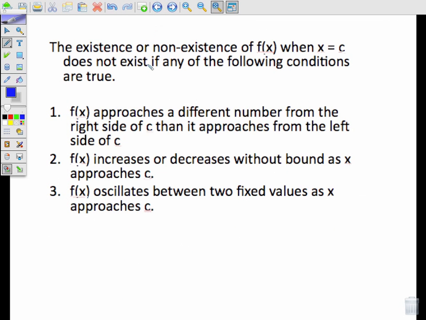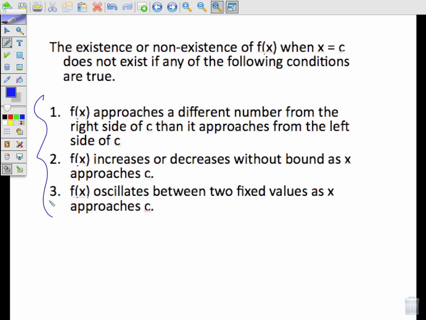We also have some other information here. The existence or non-existence of f of x when x equals c has no bearing on the existence of the limit of f of x as x approaches c. What we know is this. There are three cases here that we want to look at.